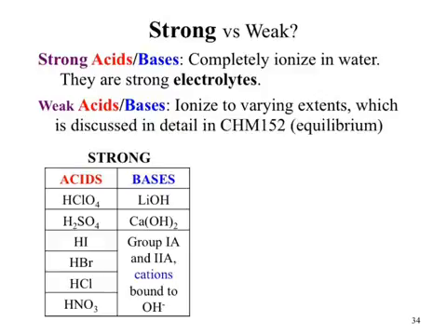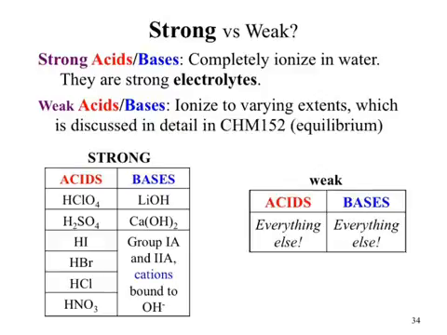Hydroiodic acid, hydrobromic acid, hydrochloric acid, and nitric acid. Our strong bases are anything with hydroxide and group 1 and 2A metals. Okay? There are some loose exceptions in there, but for the most part, those are our strong acids and bases. Well, what are our weak acids and bases then? Everything else.